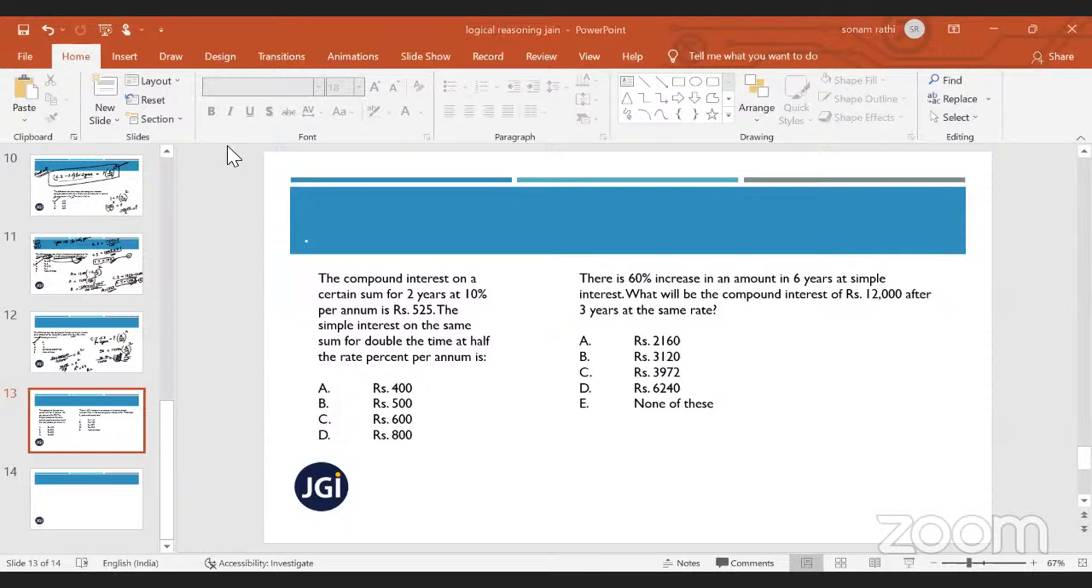Yes, Pranita, your answer is correct. Everyone, the first question is very easy. Not difficult at all. Please do it, everyone.